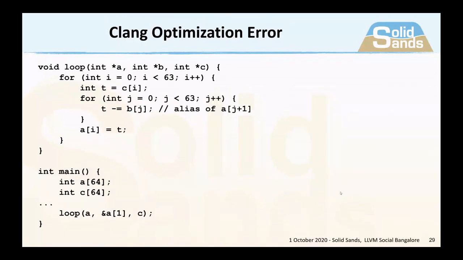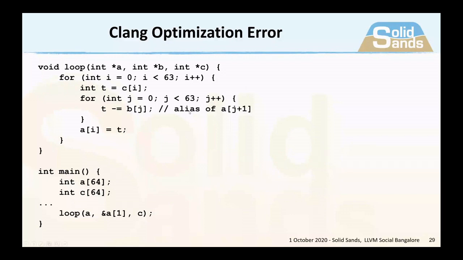And last but not least, since we are in the LLVM group, of course, I should also show an error in the Clang compiler. And that is for this loop here. This error is still present in the latest version of Clang. And what happens here is that we now take 3 integer pointers. We loop 63 times. And at the start of the loop, we store the value of C inside the temporary T. Then in the nested loop, we subtract every value that is in B from T. And then in the end, the value of T is being assigned to A.